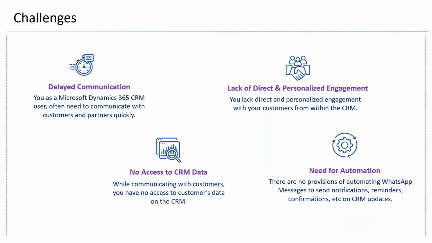So in real time, whenever you are communicating with your customers, currently you won't be able to have all the real-time information in front of you to provide more productive information to your customers, right? And there is no provision where the user can automate the sending of messages from the CRM to WhatsApp. So this is currently not provisioned within the Dynamics CRM.